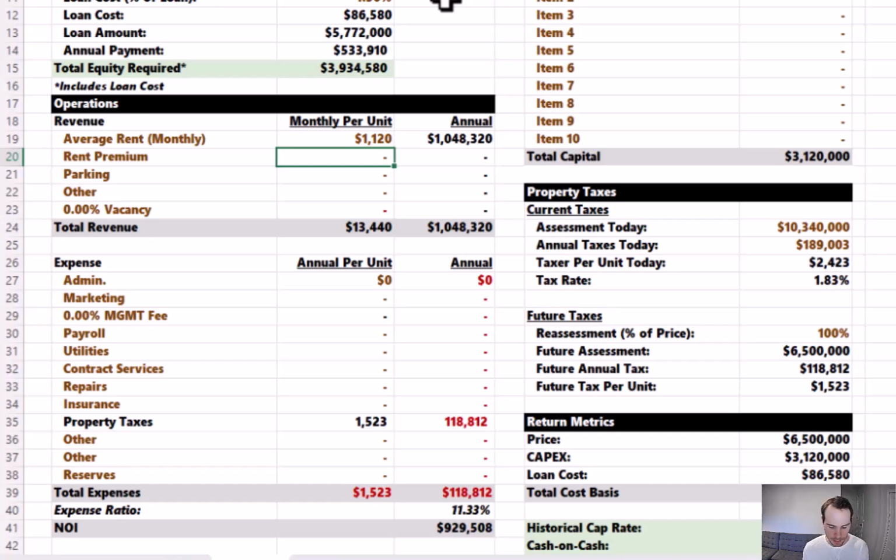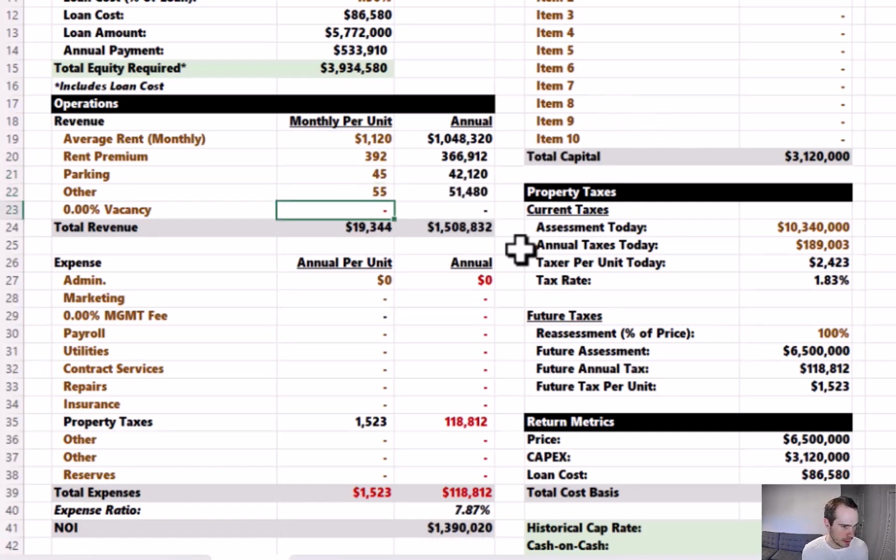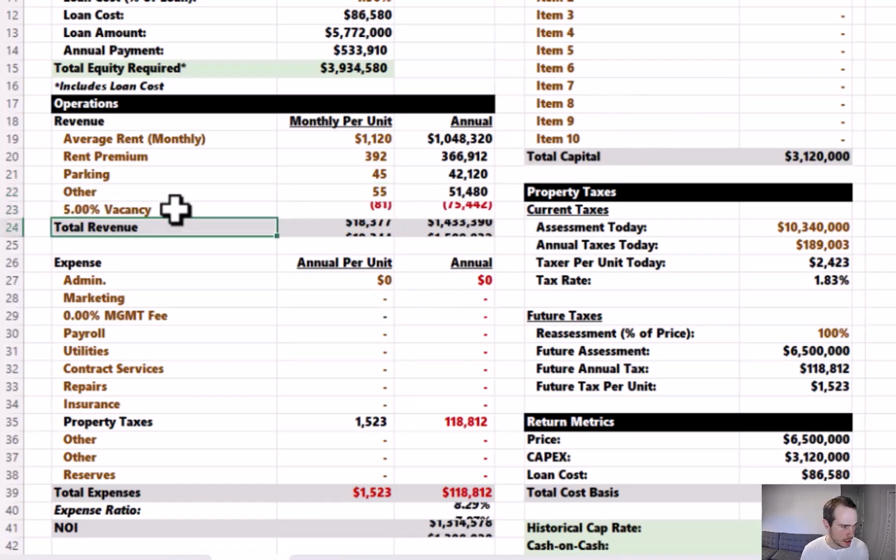So for now, I'm just going to take the middle ground of that 30-40%, and I'll take our rent and say the premium is 35% of that. So we have a premium of $392. And then I'll put in some ballpark estimates for our other income items. There are detached garages. I think $45 per month is a reasonable charge there. For other income, I'll just do $50, and then we'll run a 5% vacancy for now.